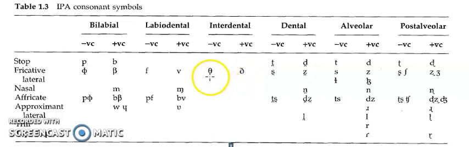So theta and eth are a little bit weird. Why? Because you have to stick your tongue between your teeth to make them. That's what interdental means, right? So we exert a lot of energy to stick our tongue between our teeth to make theta and eth. And that's a little bit weird because most of the time we keep our tongue in our mouths when we speak.